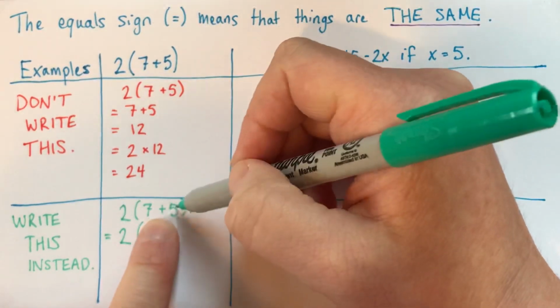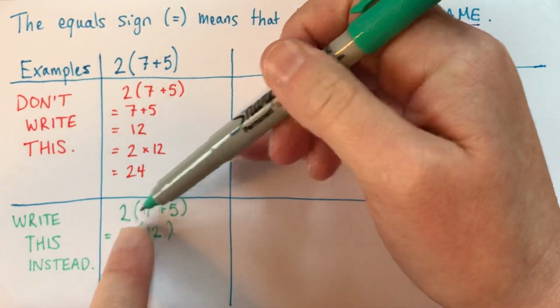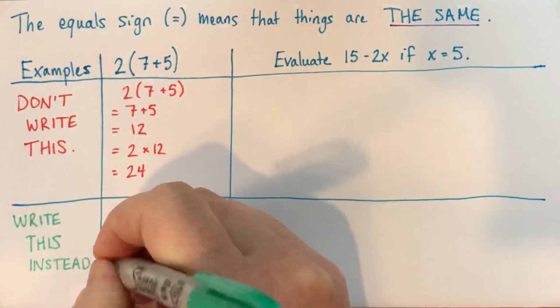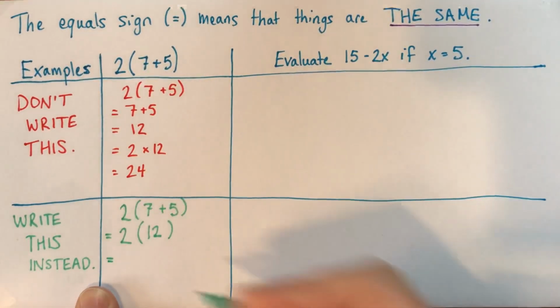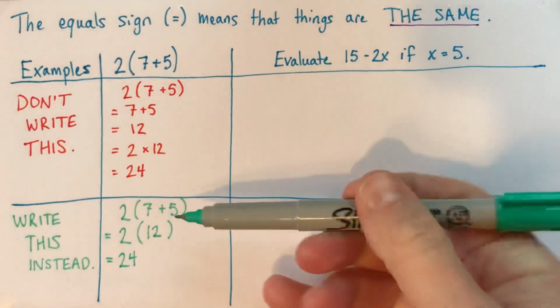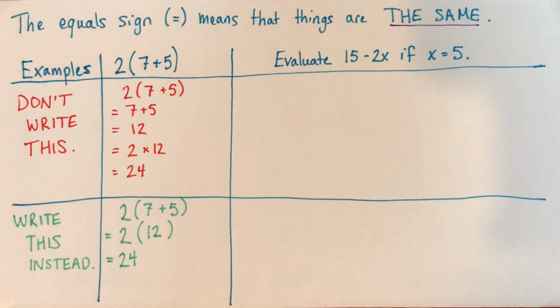So even though we're doing 7 plus 5 equals 12, what we're writing down is 2 times 7 plus 5 equals 2 times 12. And now we're just going to do the 2 times 12, which is 24. So each of these expressions, all the way along, they're all worth 24. They're all equal to 24.